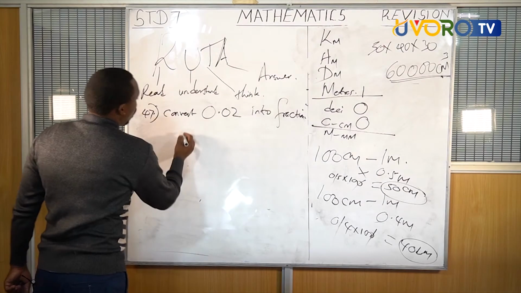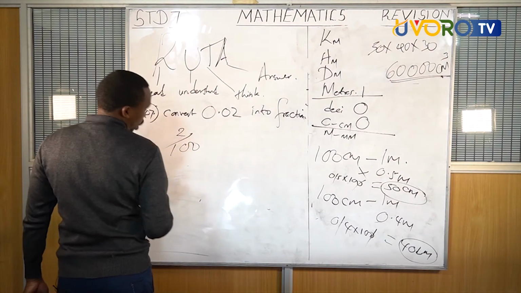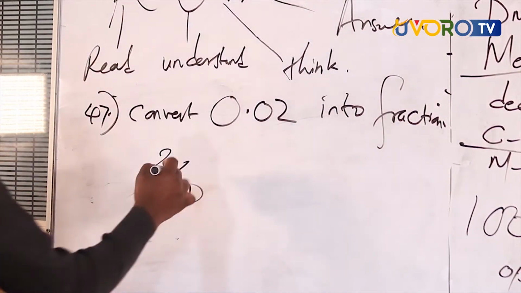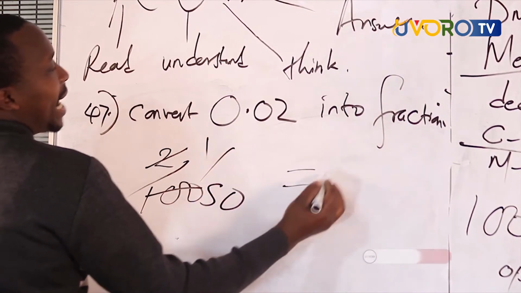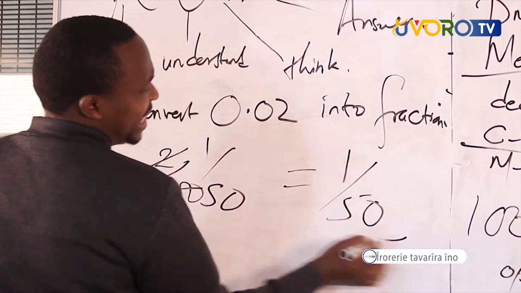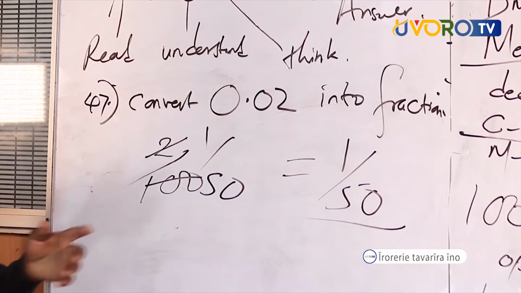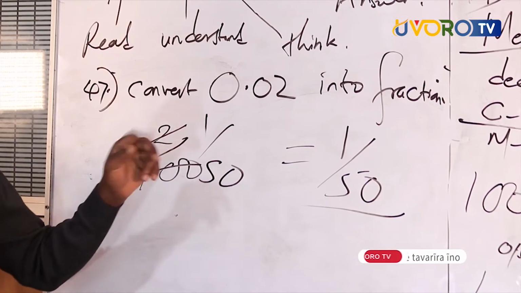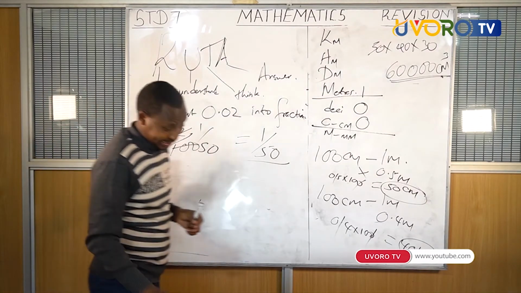Make sure that this number is written into a fraction. It is 2 over what? 100. Very good. You cannot leave this number like that. By 2, 1 by 2 what? 50. So the answer is 1 over 50. Imagine. Class 7, I think you need to continue revising a very simple sum. As you can see, I'm pointing at it.